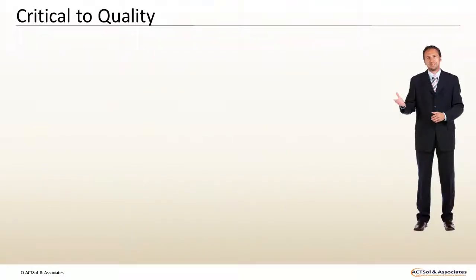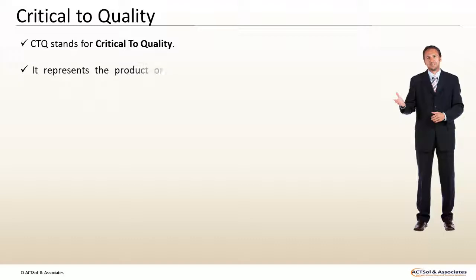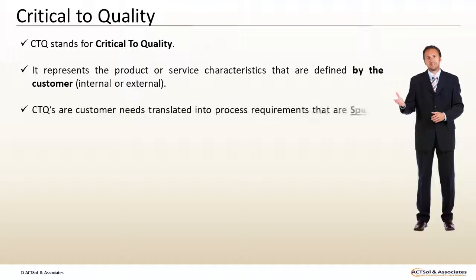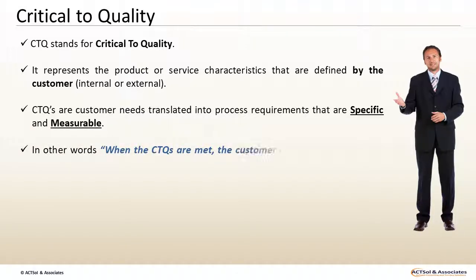Now let us understand the meaning of critical to quality. CTQ stands for critical to quality. It represents the product or service characteristics that are defined by the customer, internal or external. CTQs are customer needs translated into process requirements that are specific and measurable. In other words, when the CTQs are met, the customer is comfortable with the quality of the product or service.